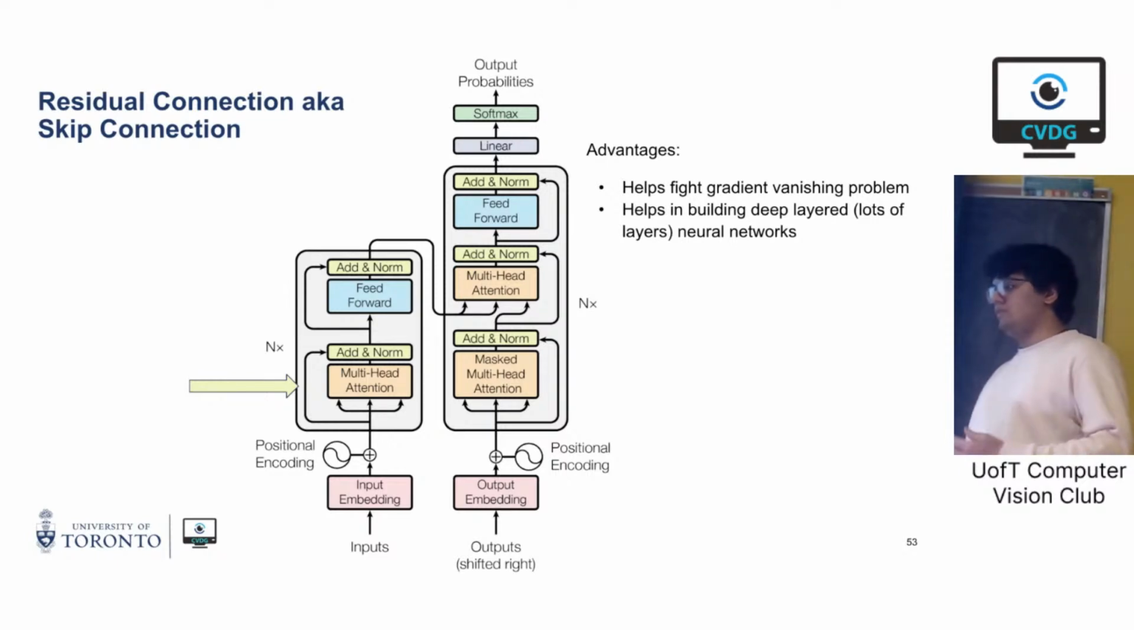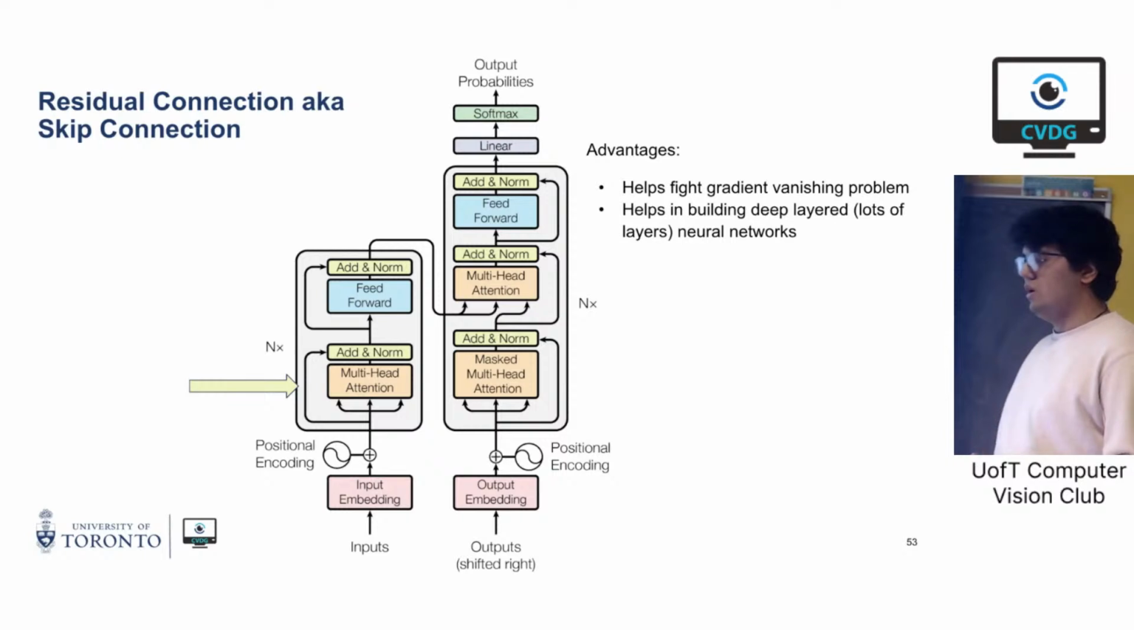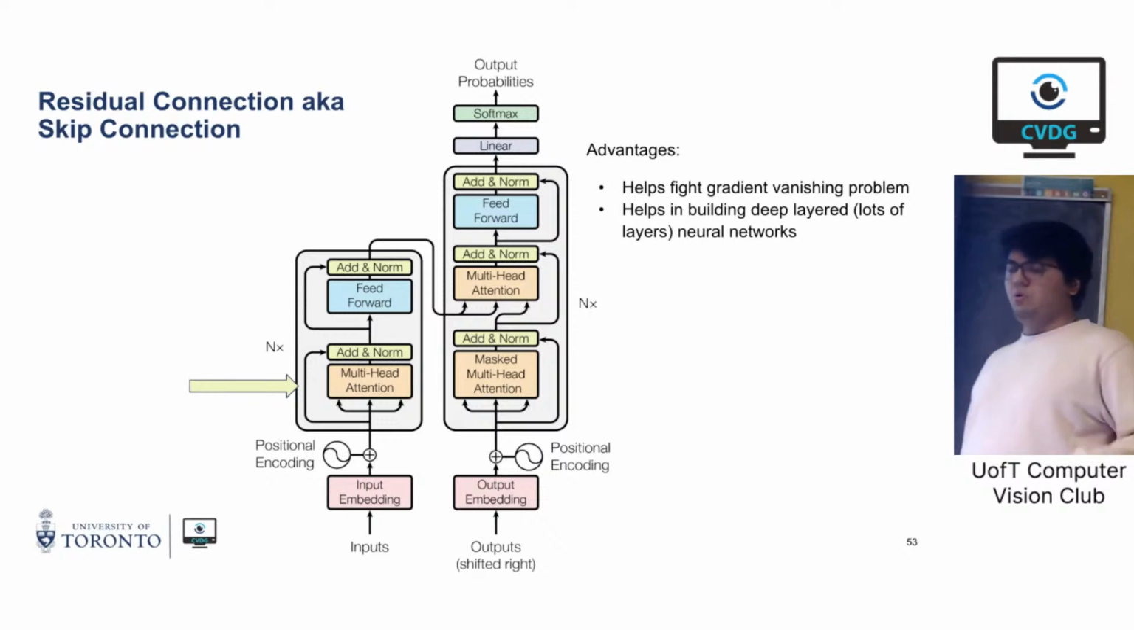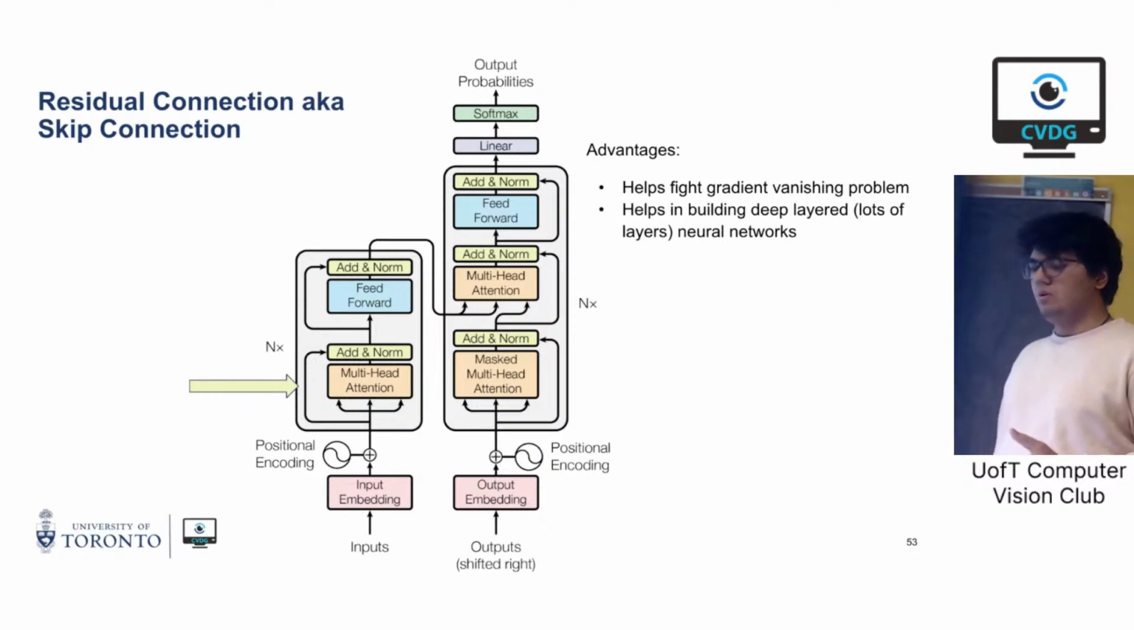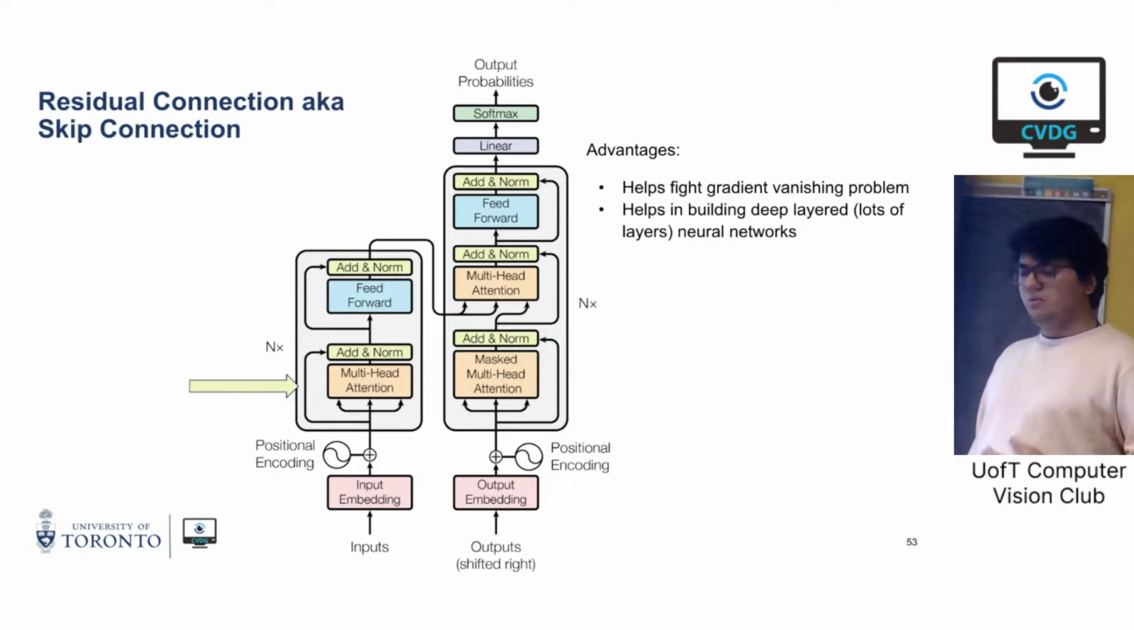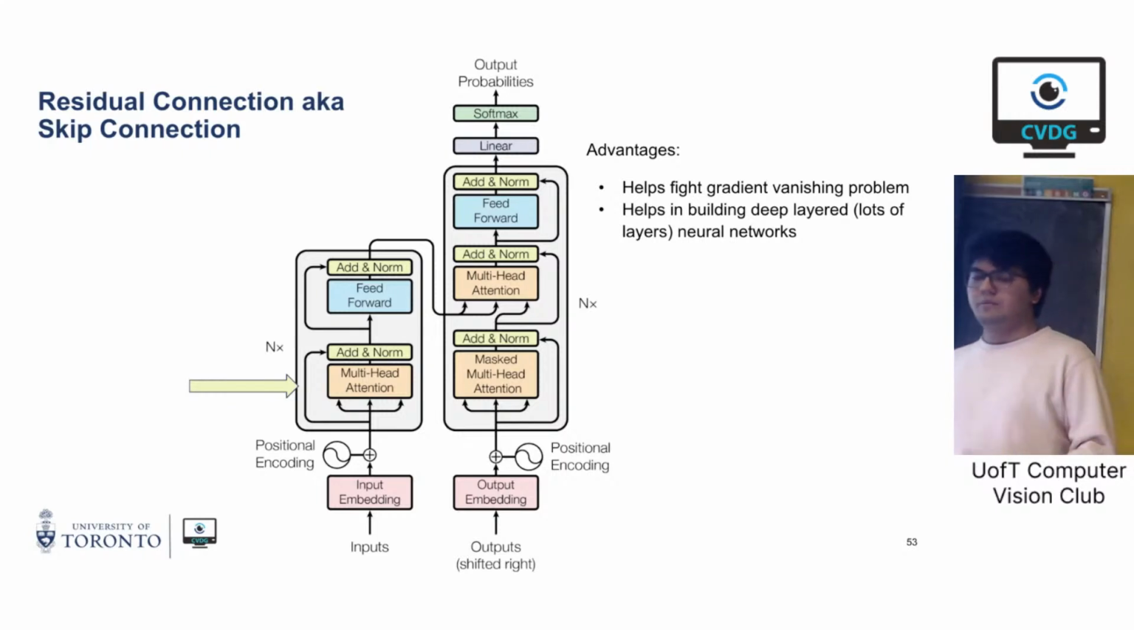backpropagation, say for example, if the gradient is a very small number, and you multiply a small number with a small number, then the output is a much smaller number. And a point will come when the gradients just vanish to 0. And that basically means that the model won't be learning anything. So by using residual connections, we can build deep layered networks, which basically means ranging from 20 layers, 40 layers, 60 layers, and so on.